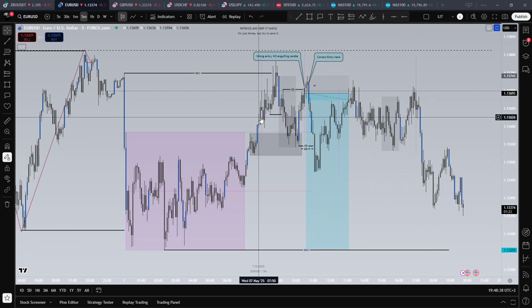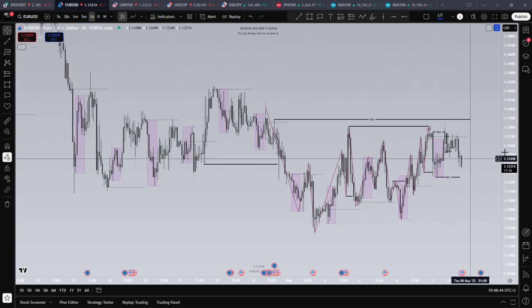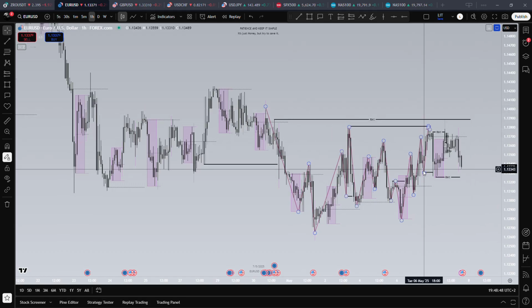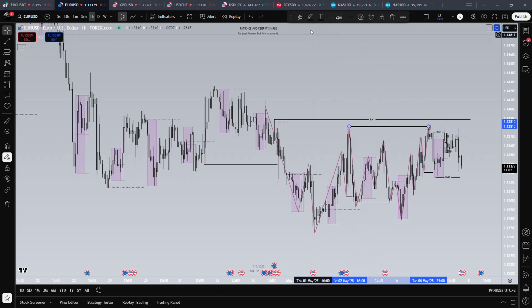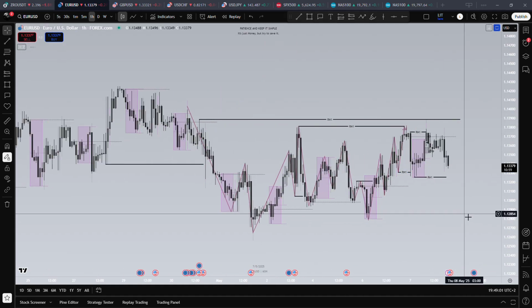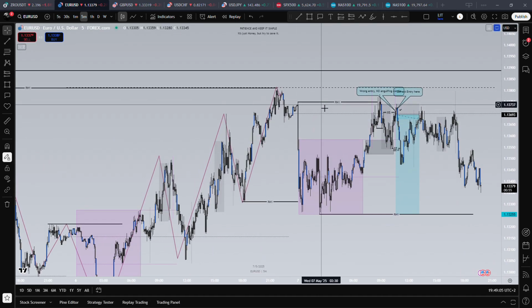Okay, so we're gonna start with today's analysis. First of all, EU, which I was expecting. Here we had relevant liquidity on H1 that took this high, which was relevant liquidity on H1 too. And we had this high here with relevant liquidity too. Okay, so this was relevant liquidity because it took this.